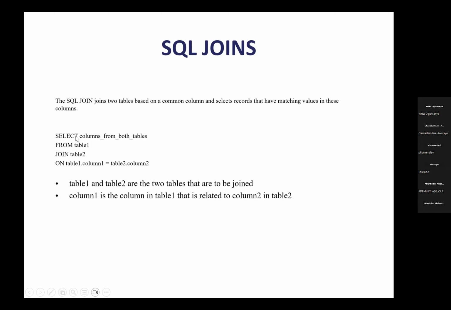Primarily, this join condition will only return the records that have matching values. If you look at it, there's a column. This is table 1. It's joining table 2 on, meaning this ON is where they are common. This is the link between the 2.